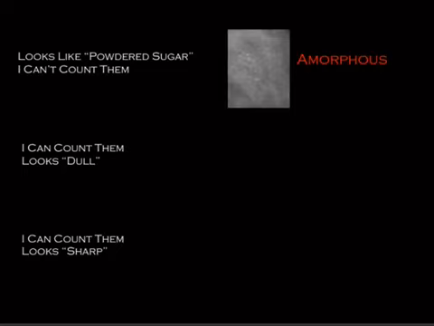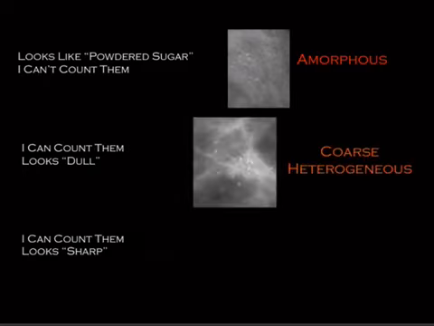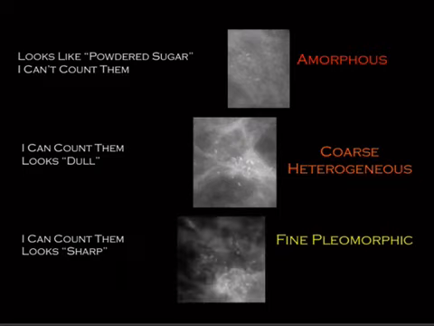The next trick is, what if you can count them, but they look dull? In other words, if you pick them up, they wouldn't prick you. That is a coarse heterogeneous calcification, something like this. So you could clearly number them 1, 2, 3, 4, and if you pick that up, that wouldn't hurt you, or that wouldn't hurt you. Now the last one is, you can still count them, but they look sharp. That is your fine pleomorphic calcification. So if you pick them up, it might prick you.